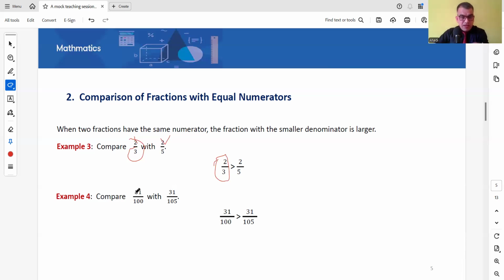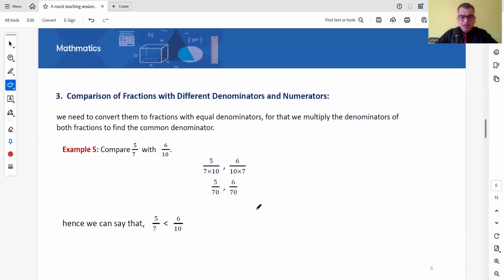Sophia, tell me about these two fractions, which one is bigger? You compare 31 upon 100 and 31 upon 105. Yes, you're right. This one is bigger because its denominator is less than the second one.